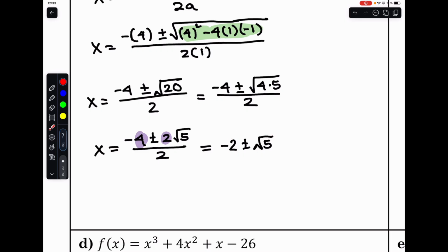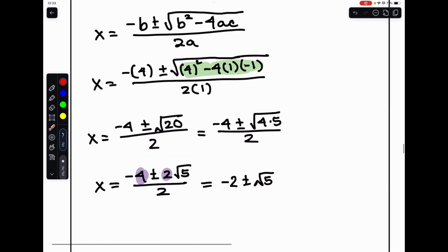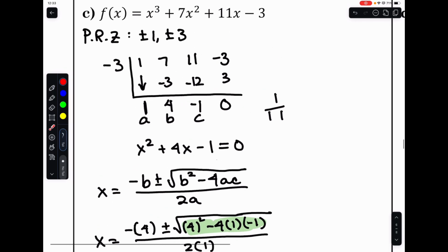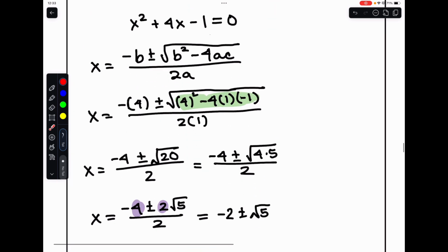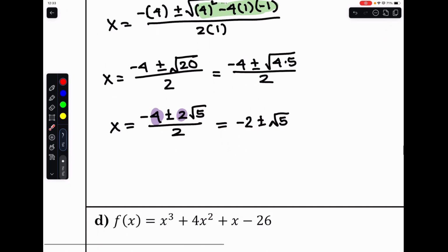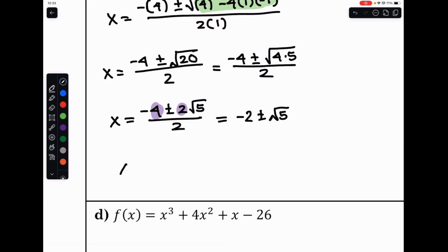So this is the reason why none of the other numbers worked. The only number that worked was negative 3, because negative 3 is the only rational solution. The remaining two numbers, negative 2 plus the square root of 5 and negative 2 minus the square root of 5, are irrational values. That's the reason why only one of those numbers worked. So our answer will be this.